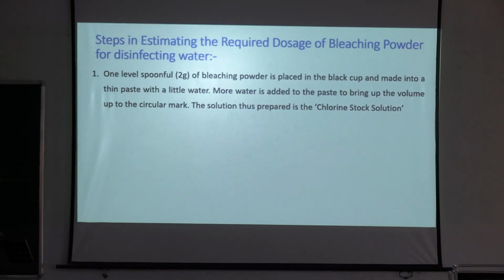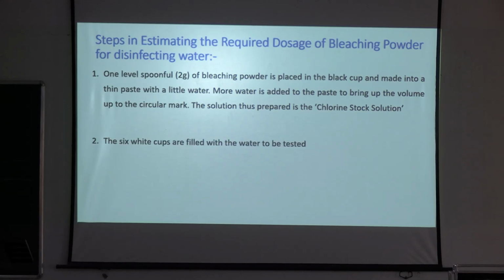Now what are the steps of estimating the required dosage of bleaching powder? First, we take 1 level spoonful, that is 2 grams of bleaching powder, into that black cup. We add a little bit of water and make it into a thin paste. Once the paste is made, we add some additional water up to the black circular mark to make the chlorine stock solution. So now we have the stock solution of chlorine. Here there is not a lot of chlorine, so no need to discard and do all of that, okay.